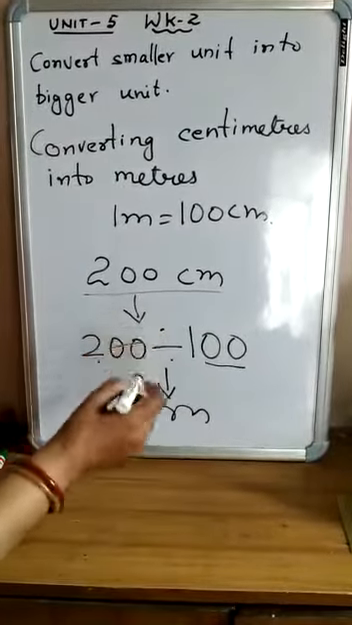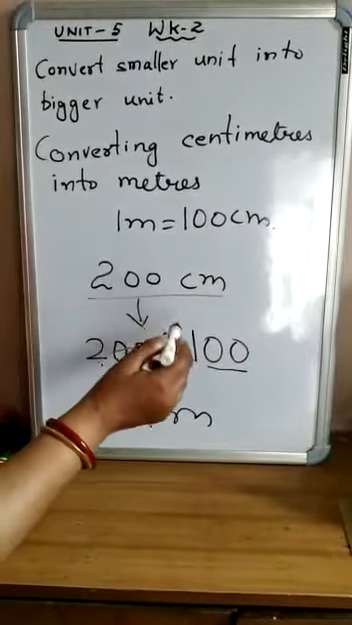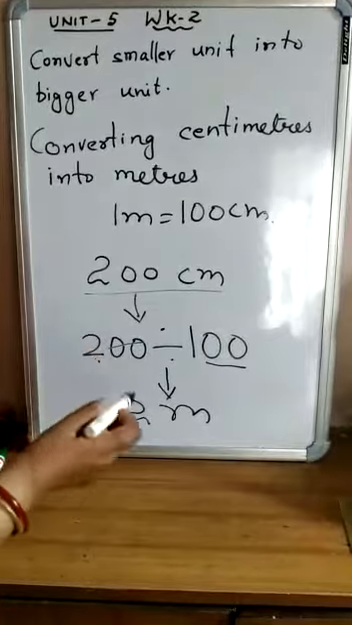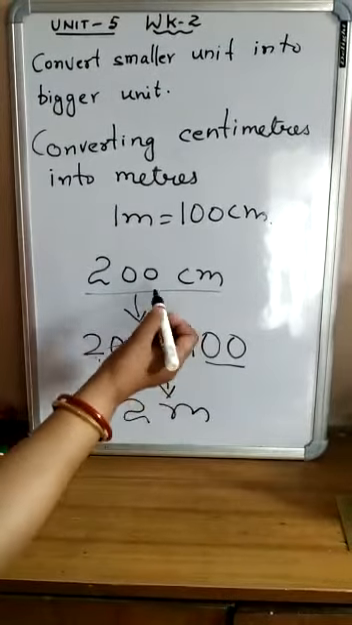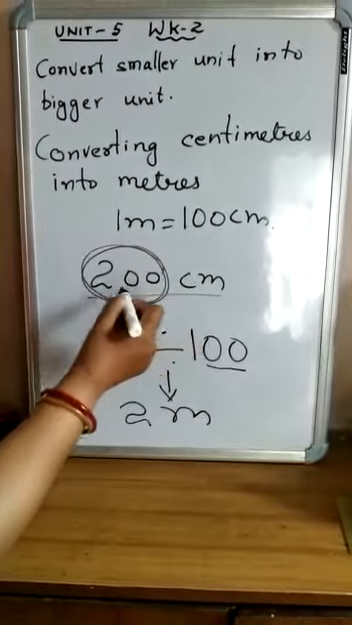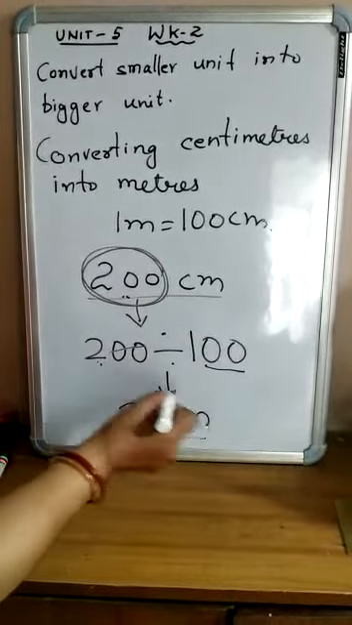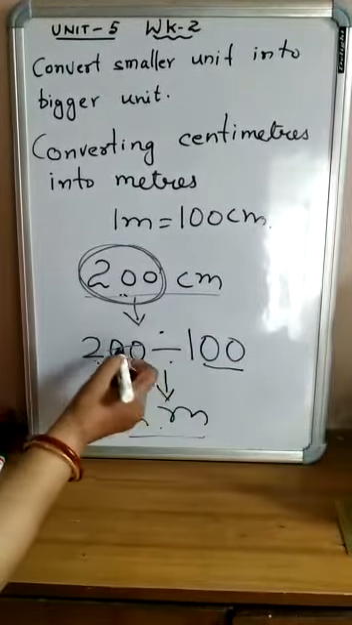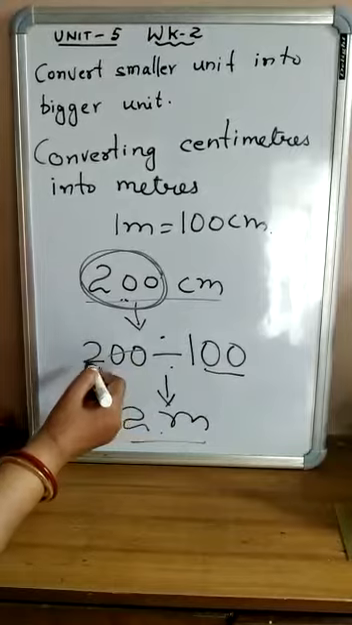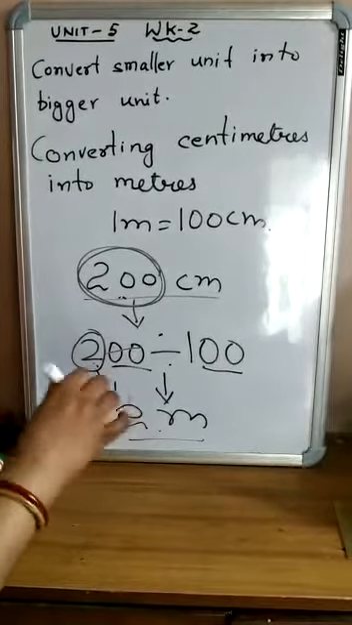So in this way, children, we can convert from centimeter to meter. We have to divide the number of centimeters by 100 and then it is converted into meters. After division by 100, the 2 zeros are removed from the right side, and only the digit 2 is left. So it is 2 meters.